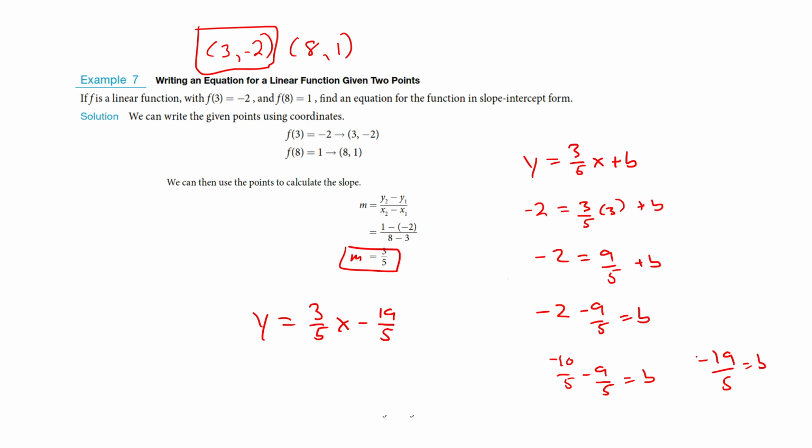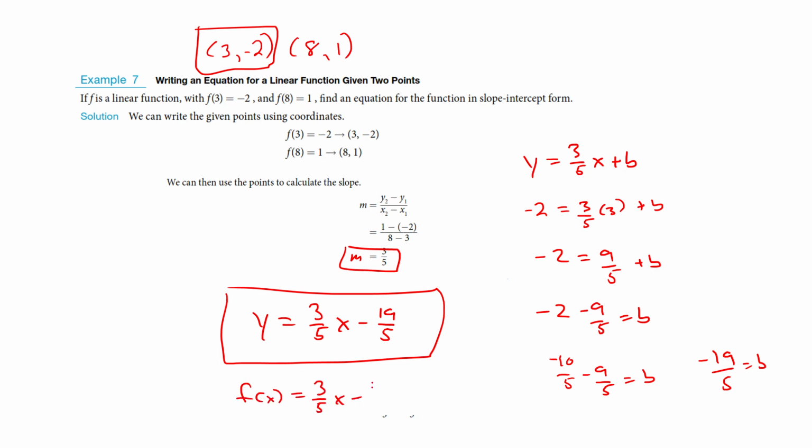So just don't forget, you solve for b using the point they gave you. Either one, doesn't matter. Now once you have b, don't forget to go back and make the equation, because that's what the original question was asking. Now it's asking for a linear function, so I should be changing this to use the function notation.